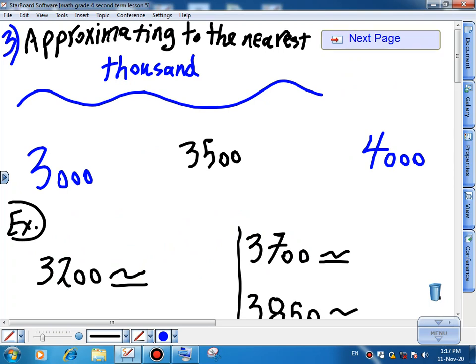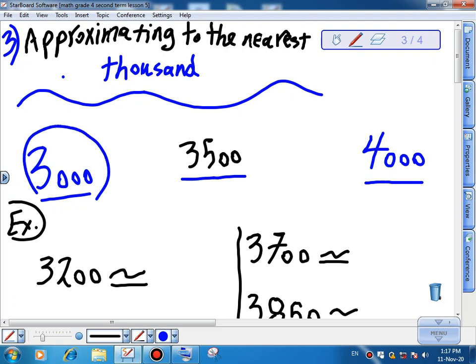The next type, approximating to the nearest 1000. 1000 means 4 numbers; tens means 2 numbers, and 100 means 3 numbers. Okay? Take 3000 and 4000. The number between them, the half of them, is 3500.